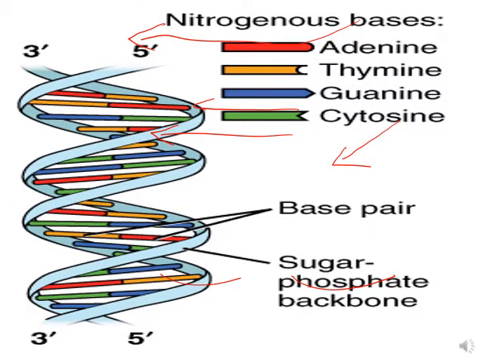This is the nitrogenous bases. We have adenine, which is the A, thymine, which is the T, guanine, which is the G, and cytosine, which is the C. So A and T are complementary, and C and G are complementary. Here we have the sugar phosphate backbone, which is responsible for the packing. And here we have the DNA strand, which is in a double helix form. So the DNA is a double helix form.